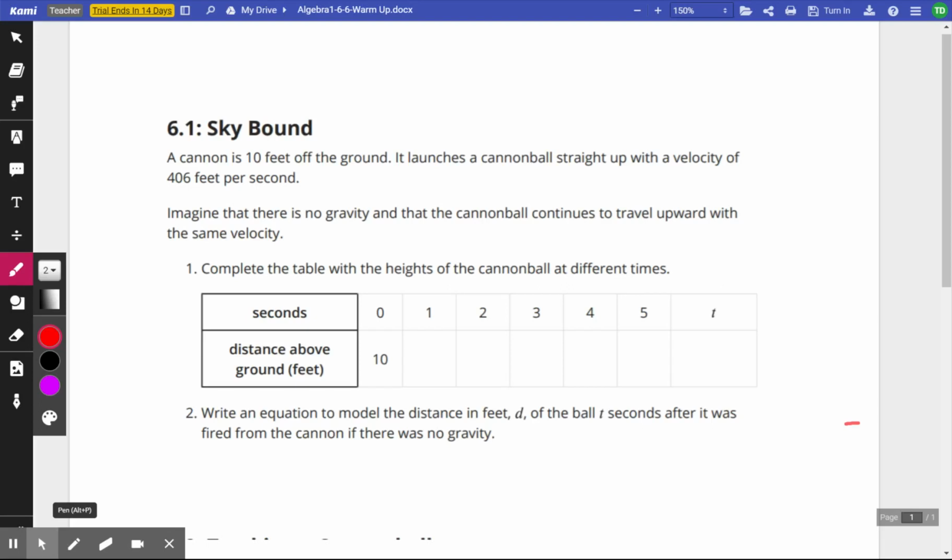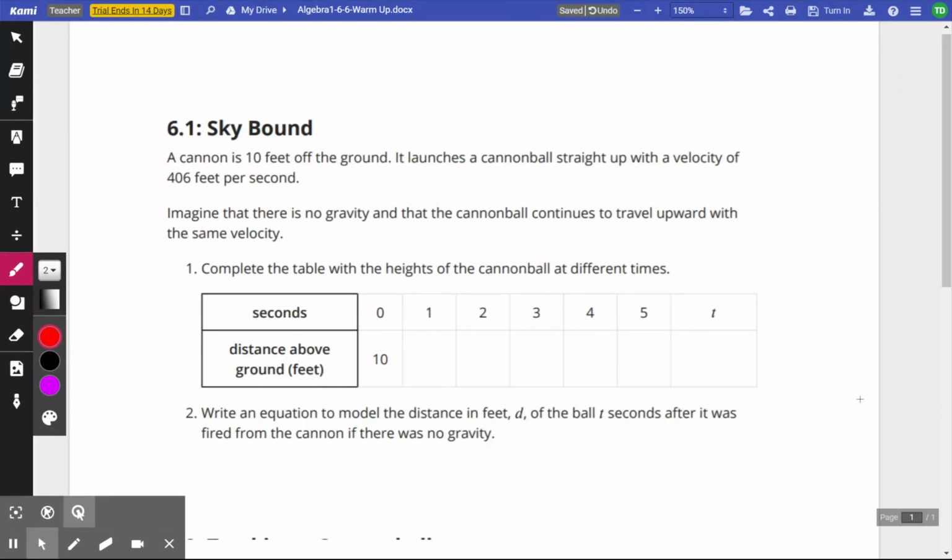So, lesson 6.1, Skybound. A cannon is 10 feet off the ground. It launches a cannonball straight up with a velocity of 406 feet per second, which is about 277 miles per hour. It says, imagine that there is no gravity and that the cannonball continues to travel upward with the same velocity. So again, imagine that there's no gravity and it's traveling upward with the same velocity.